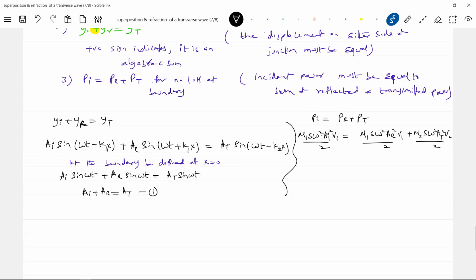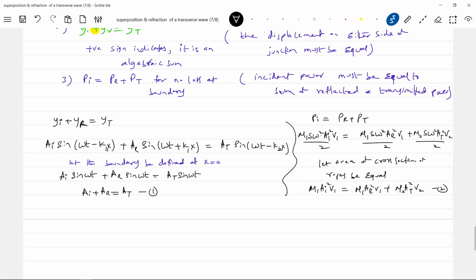So let's assume that both the ropes have the same area of cross section. So therefore, S, what happened? I'm assuming the area of cross section of the ropes to be equal. So therefore, S will remain the same. So what will we end up with? Mu 1 AI. Let's try to solve these two.